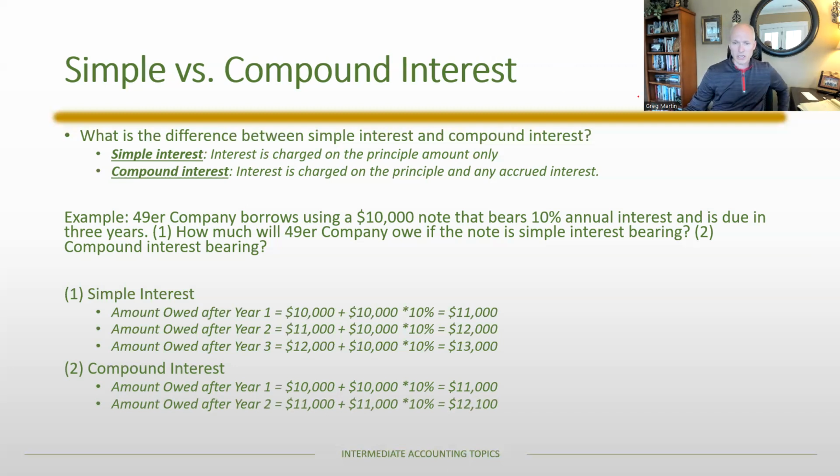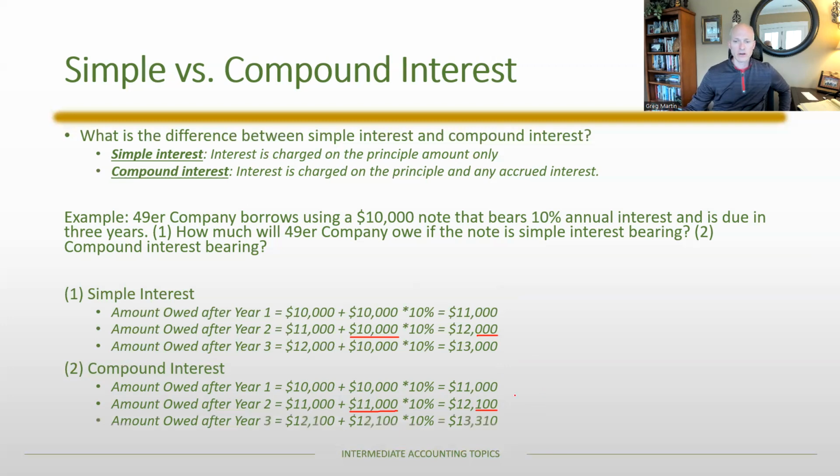But notice how the interest, instead of being on $10,000, is now going to accrue on $11,000, right? So you see that difference of 10,000 versus 11,000. And that extra interest on interest is really where we get the extra $100. So instead of $12,000, we owe $12,100 after the second year using compound interest.